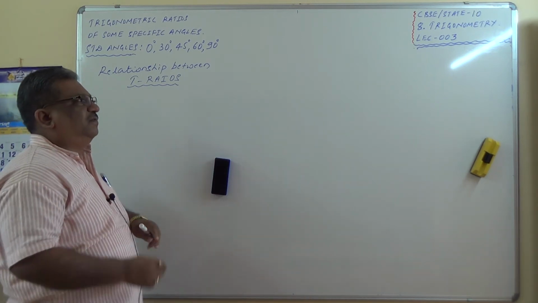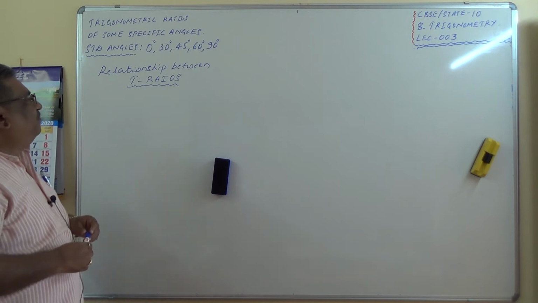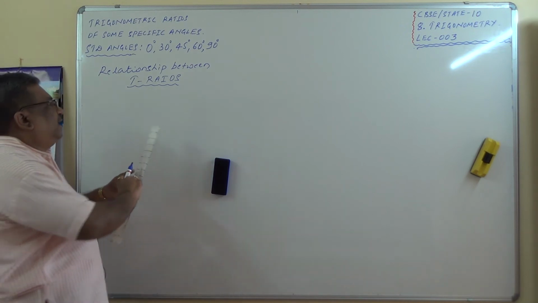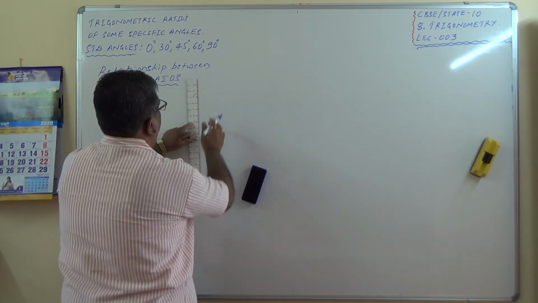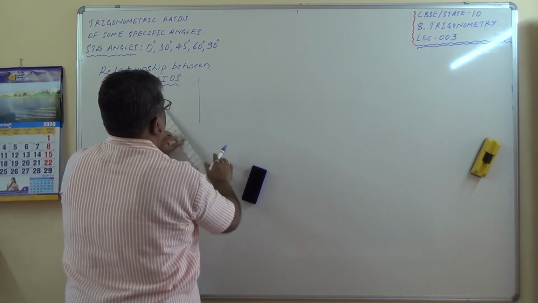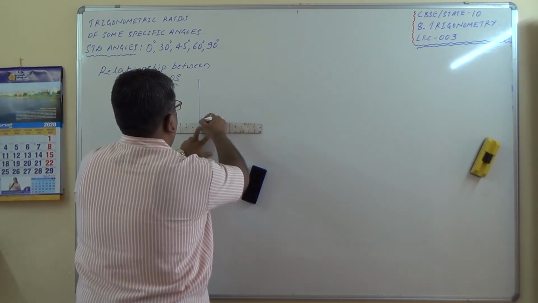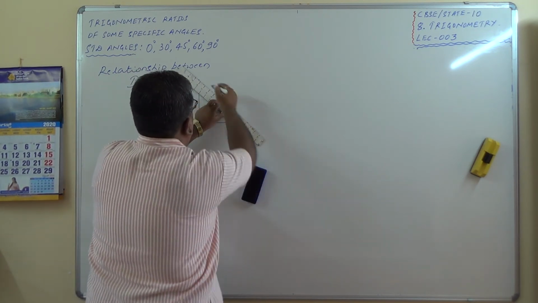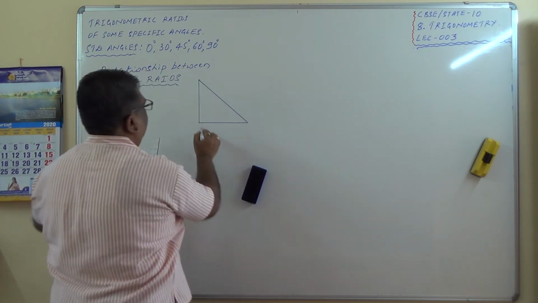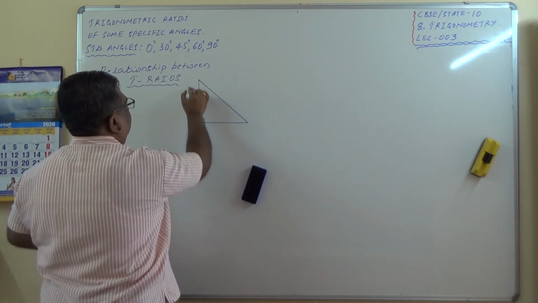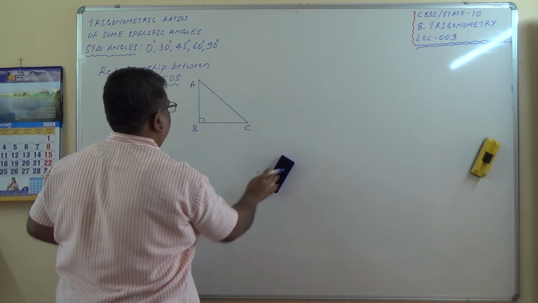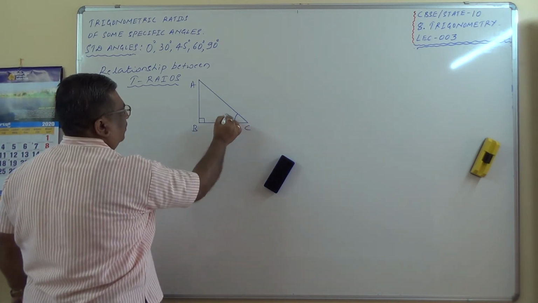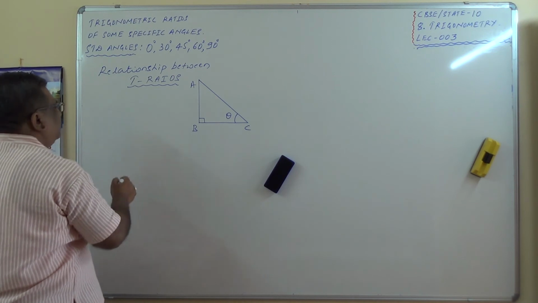Before making the list of T ratios of standard angles, some relationships between T ratios we'll try to establish, for which we'll draw one diagram here. Right angle over here, ABC. Let this be theta here, the reference angle.